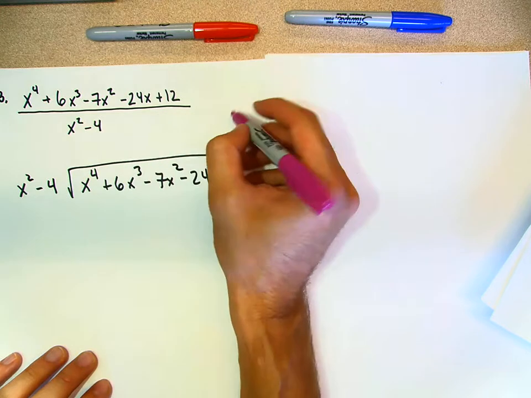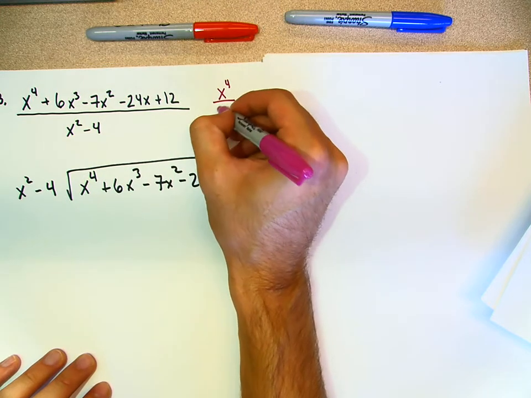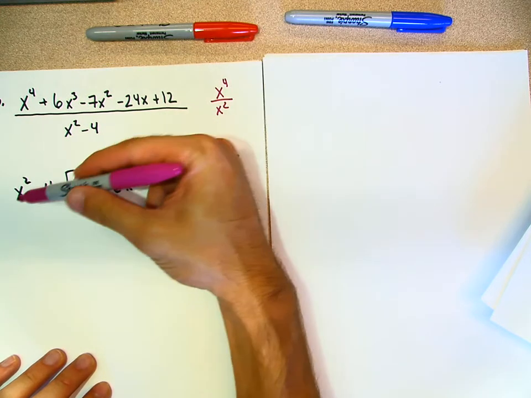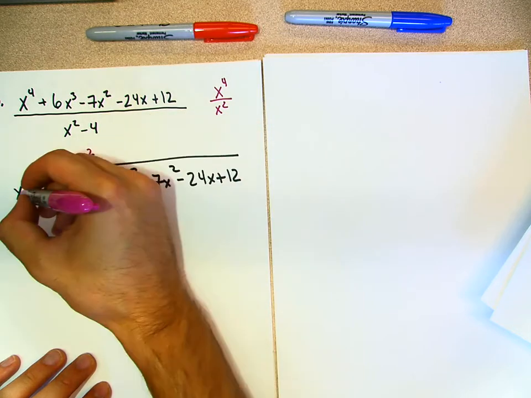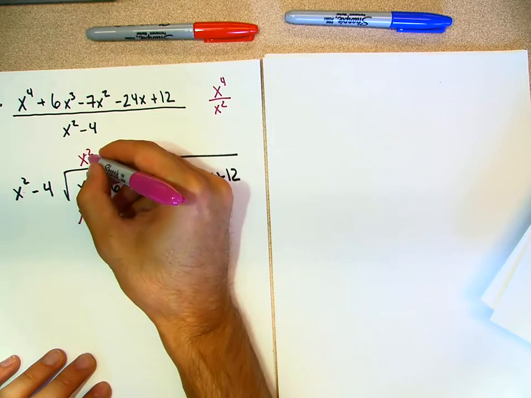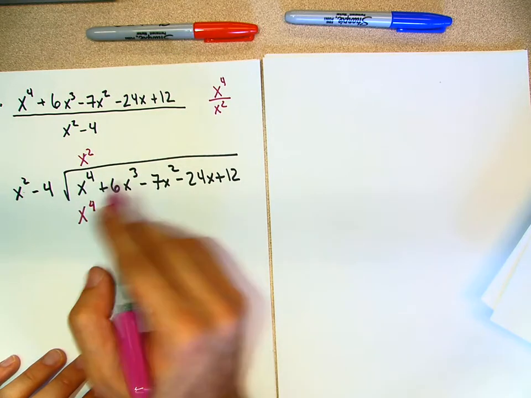How many times does x squared go into x to the 4th? You're doing x to the 4th divided by x squared. You're doing this divided by this. So this is x squared. x squared times x squared is x to the 4th. x squared times minus 4 is minus 4x squared.